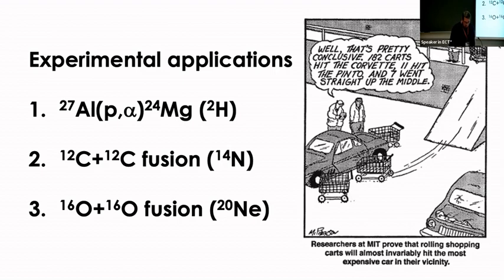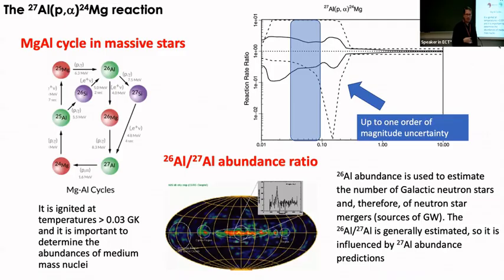Okay, so let's start from the easy case. This is the aluminum-27 (p,alpha) reaction. Sarah just gave you some astrophysical background, so I will not talk about that because, again, this is not really within my skills.